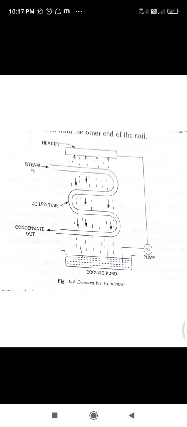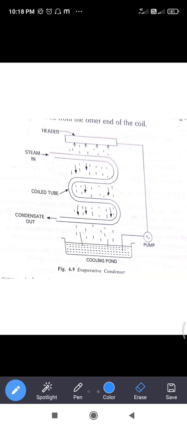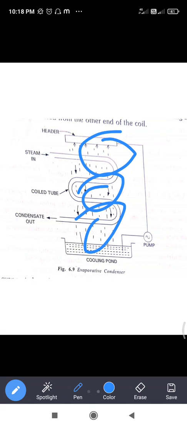You can see the principle of the evaporative condenser. The exhaust steam from the engine or turbine is passed through a coiled finned tube over which the cooling water is sprayed. You can see the sprays on my screen.